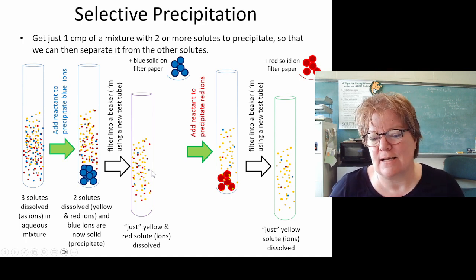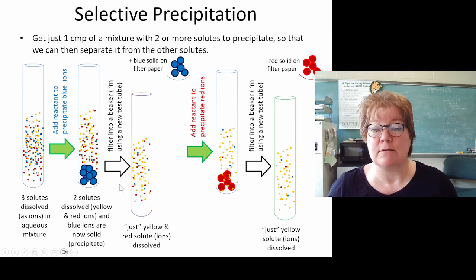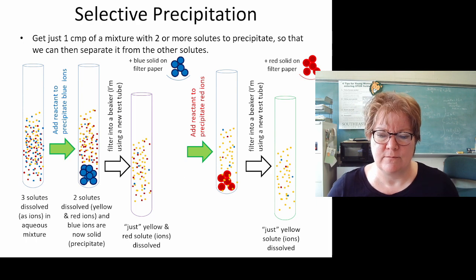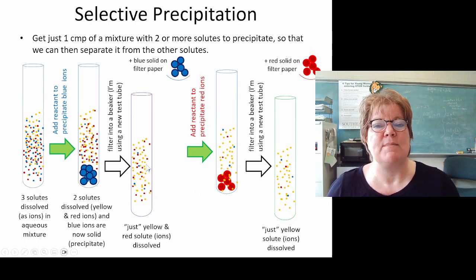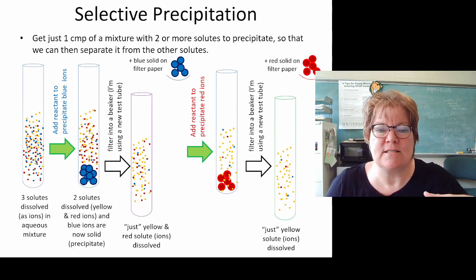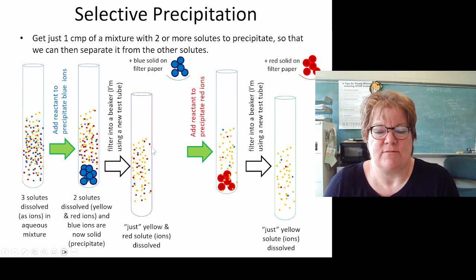And realistically, I'm drawing the fact that it's not a perfect process. There might be still a little bit of the blue ions in there, but very little, almost none. And then now that I have only yellow and red, maybe I have a reagent that would precipitate blue and red, but since the blue's gone, it now only precipitates the red because that's all that's left.